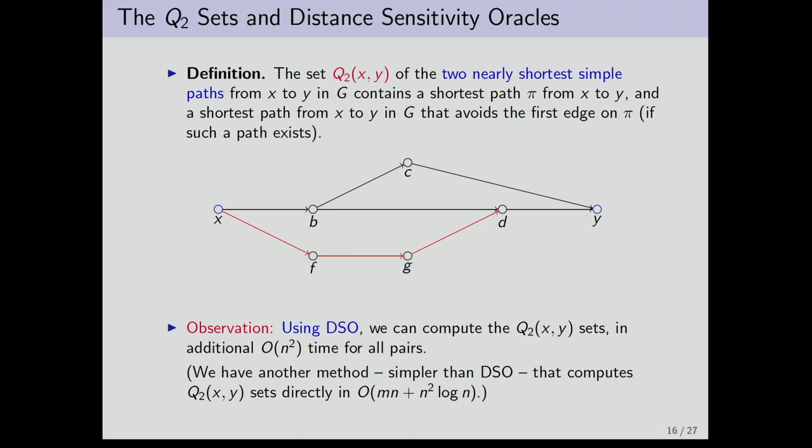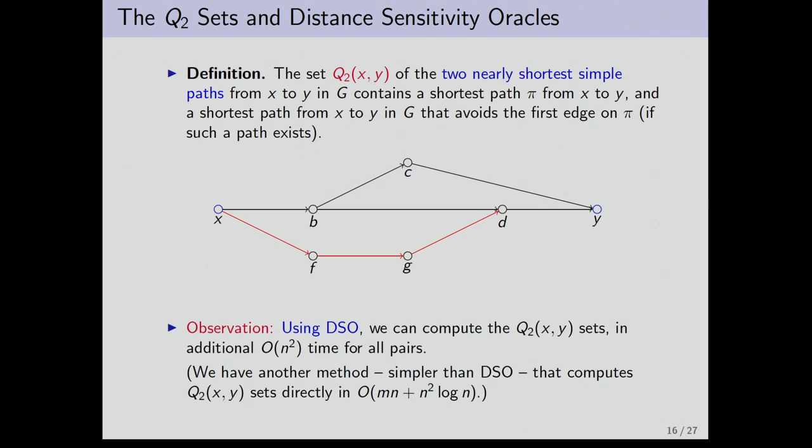So now, the previous bottleneck that we had, that it took n cubed to just query the DSO, no longer holds. At least the Q2 sets can be found in O of n squared time plus the time for DSO. And in fact, there are even faster ways of computing the Q2 sets for k equals 2, which I won't go into. But this is good enough.